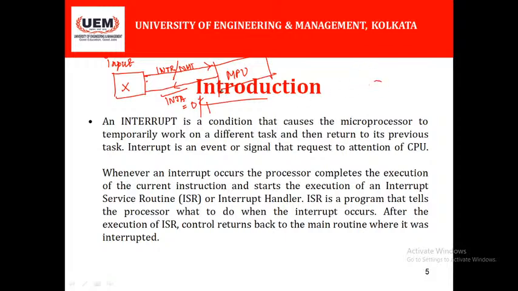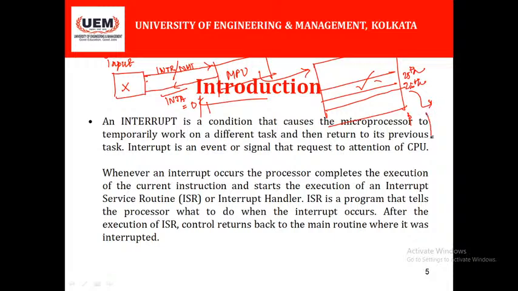So let us explain that. Suppose the microprocessor is executing a program, say P, and P contains 50 instructions. Currently suppose it is executing the 25th instruction. The microprocessor will complete the 25th instruction. Naturally, the next instruction, the 26th instruction's starting address, it will store in a stack. Okay, then what happens?